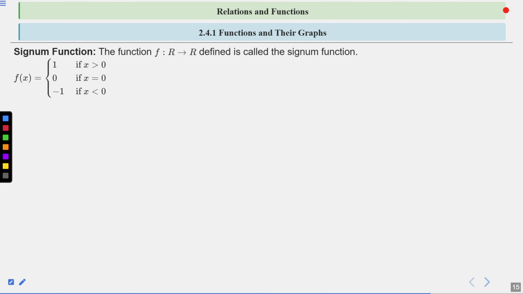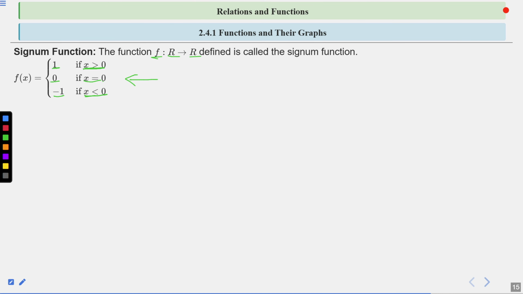Now, Signum function. How do we define our Signum function? Quite simple. A function f from R to R is called the Signum function if for any positive input, you are getting the output 1, for input 0, the output is 0, and for any negative input, the output is -1. So, any function of this form will be your Signum function.